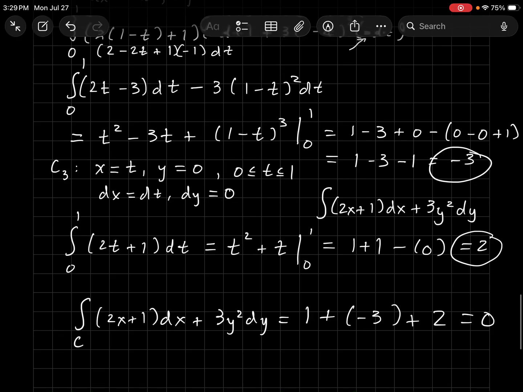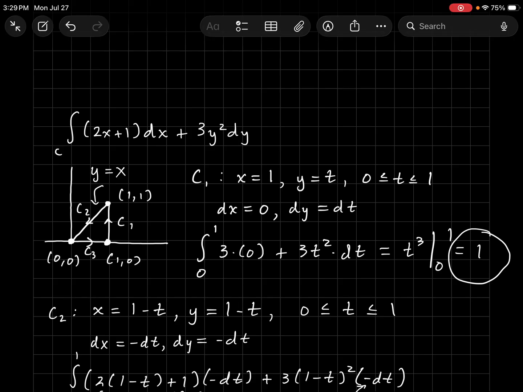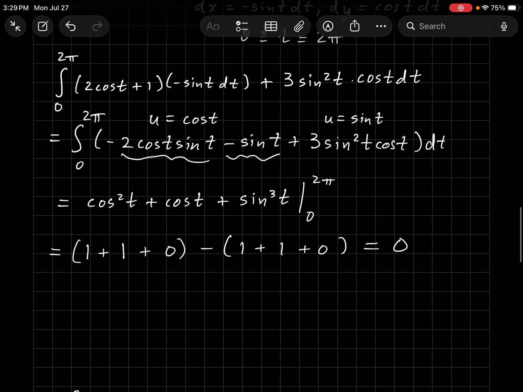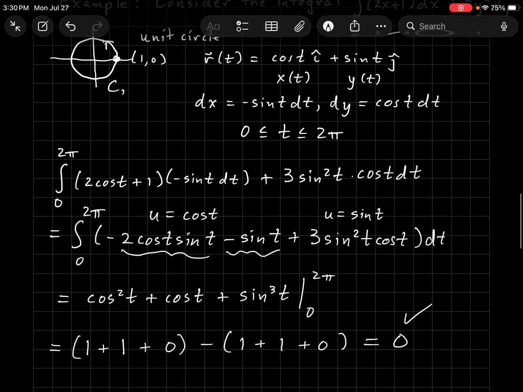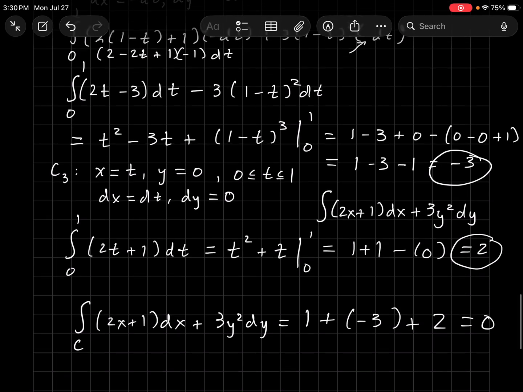So we did two different paths of the same integral, starting at the same point and ending at the same point, and we got the same value. When we went around the unit circle, we got 0. When we went around this triangle here, we got a value of 0 also. Does that mean that this integral is independent of path? Well, no, because we haven't shown every single path, but at least there's a chance that this integral is independent of paths because we got the same value going down different curves.